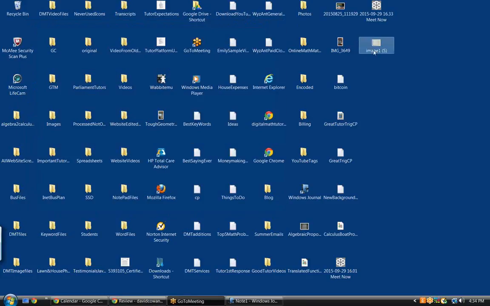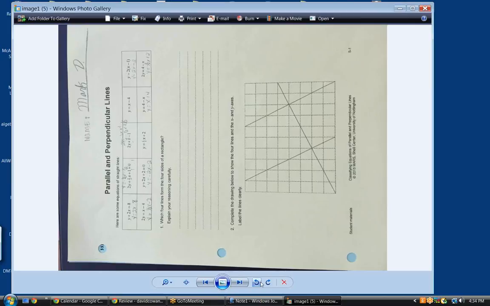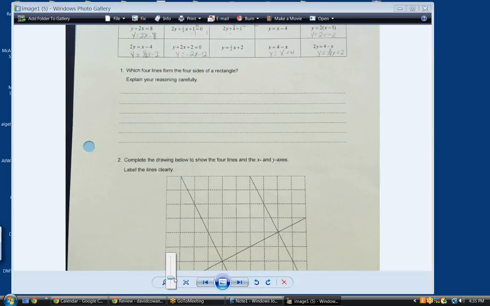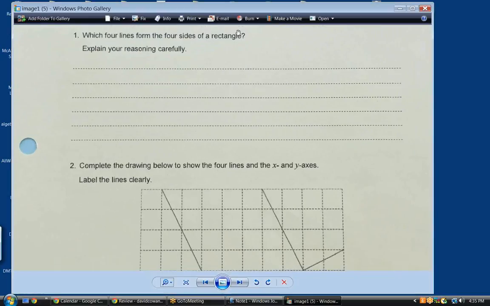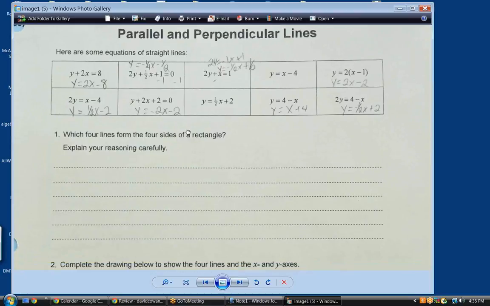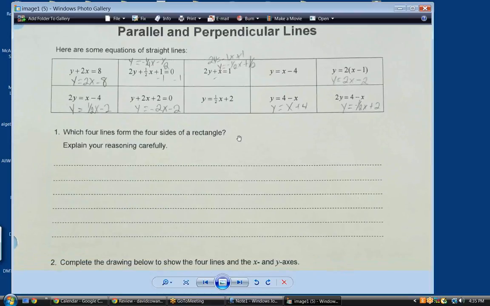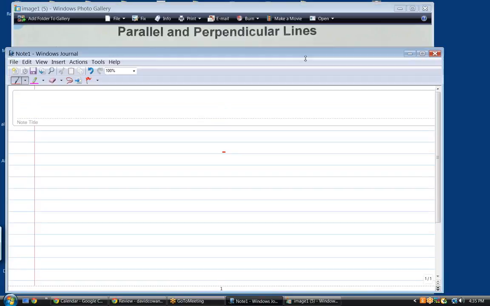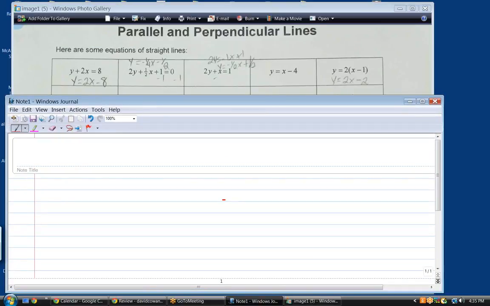Okay, I got the first one. That one that you just brought up was something we tried to do in class, but it made very little sense to me, I guess. Okay. Well, if we're talking about a rectangle, what is key about a rectangle? It's the definition of a rectangle.